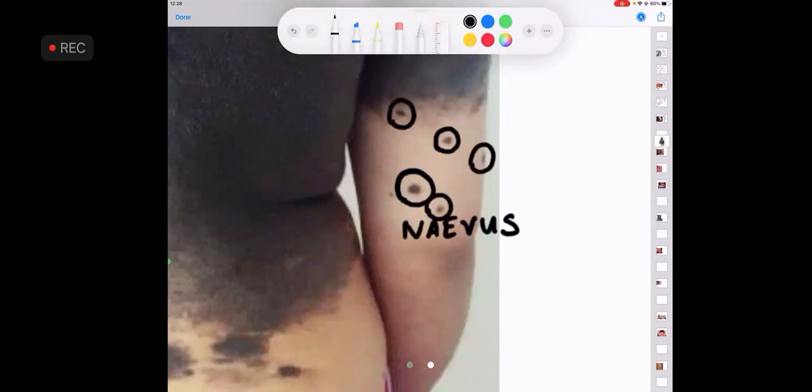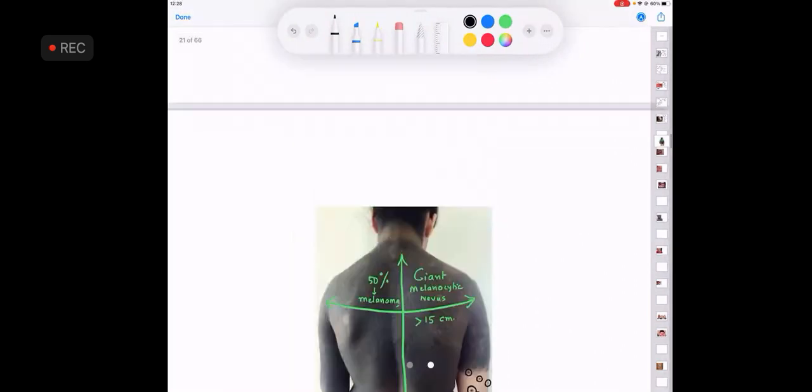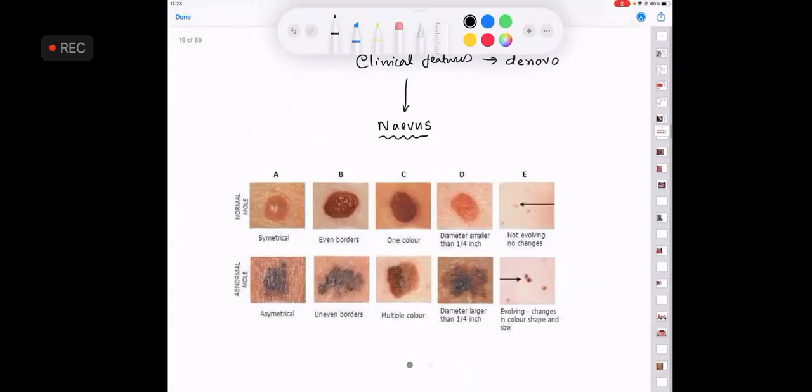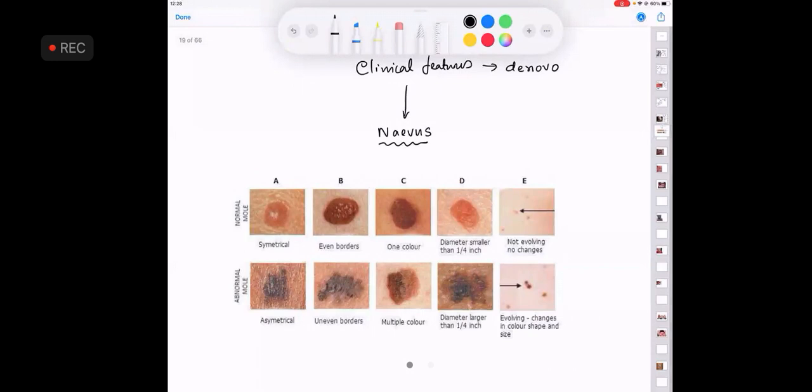Every human being has this. So, if someone tells you that this is a nevus, to look at it, please see the changes that are remembered by the mnemonic A, B, C, D, E.